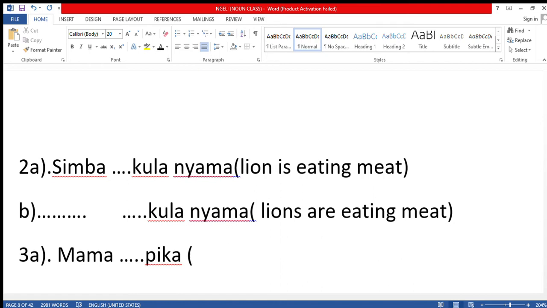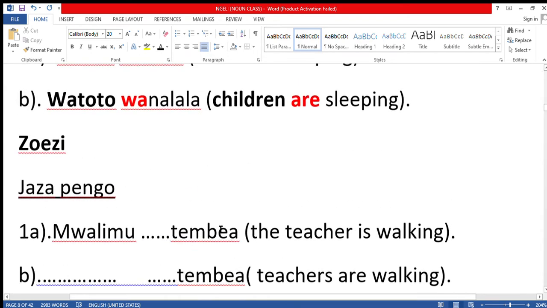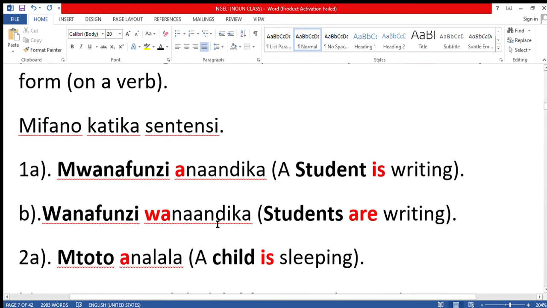So remember we are just talking about the present form. If it will be in the future tense, this one we replace this na here with ta. Na with ta. If it is in the past, we replace this na with li. Okay, sawa.